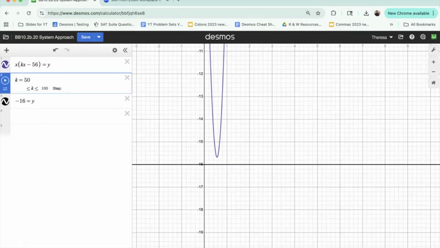Notice that it does not hit the x-axis. And just out of curiosity, I plugged in 48 and I verified that 48 is not right because it actually does hit the x-axis at 2 points when you have k equals 48.